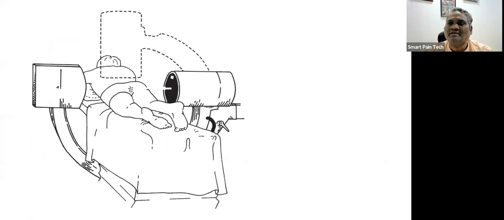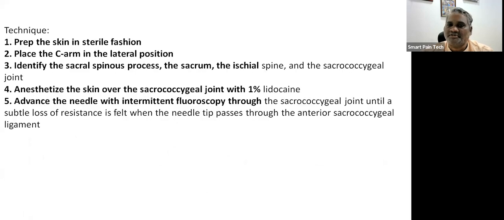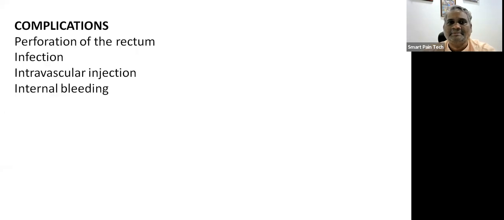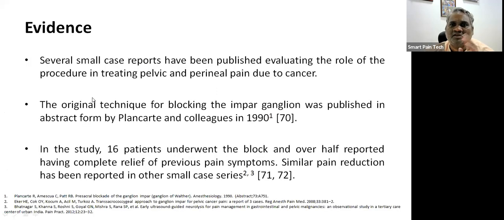The only problem is that it may cause rectal perforation. That's the only thing. This is the technique by which we can perform it, and we inject up to 8 to 10 ml. So it doesn't matter whether you come at the sacrococcygeal junction or from below, because you are giving almost 8 to 10 ml, the spread is there. Complication: the commonest one I have encountered is perforation of the rectum, nothing else.